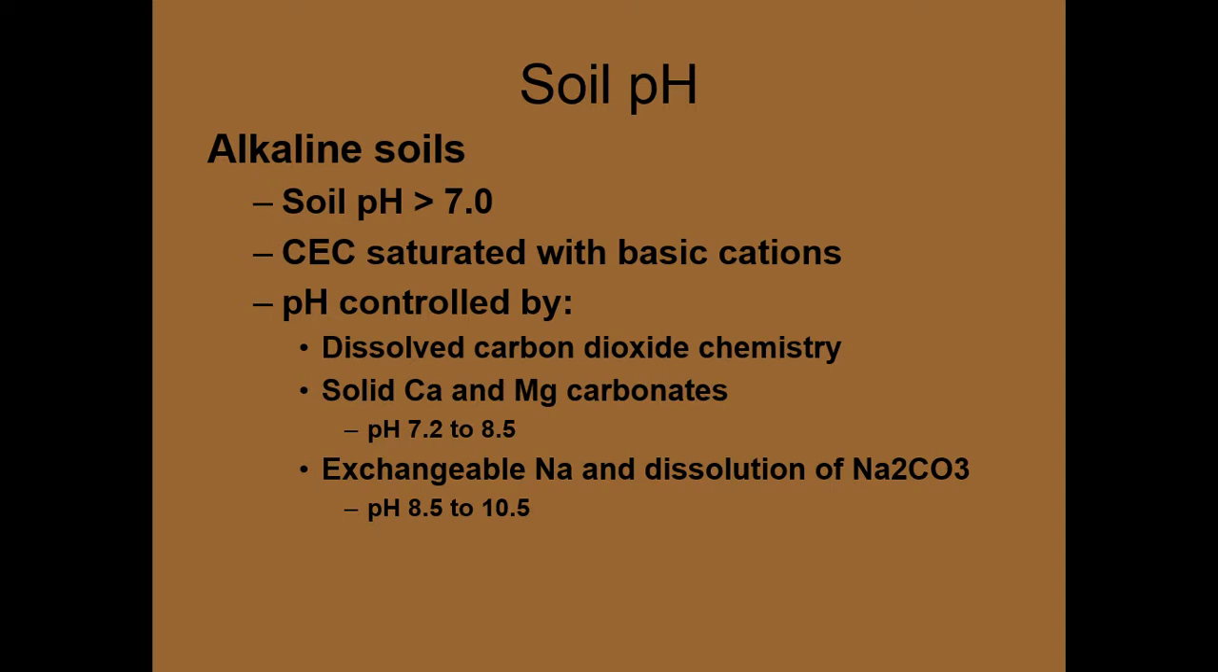Alkaline soils are soils with a pH of greater than 7, and the cation exchange capacity is saturated with base cations. The pH is often controlled by dissolved carbon dioxide chemistry, solid carbonates, so our soil's parent material, and then exchangeable elements in the soil as well.